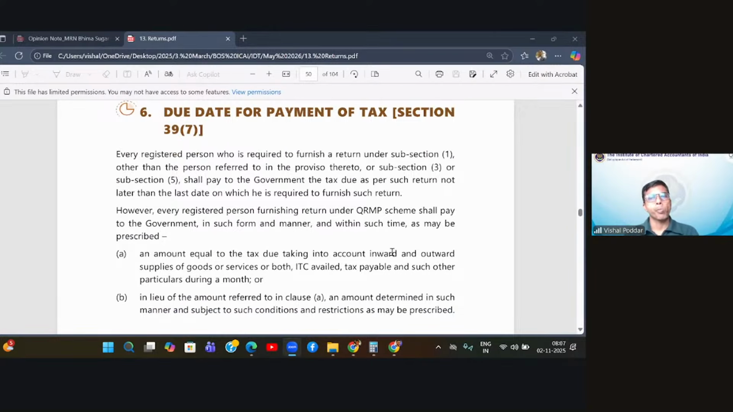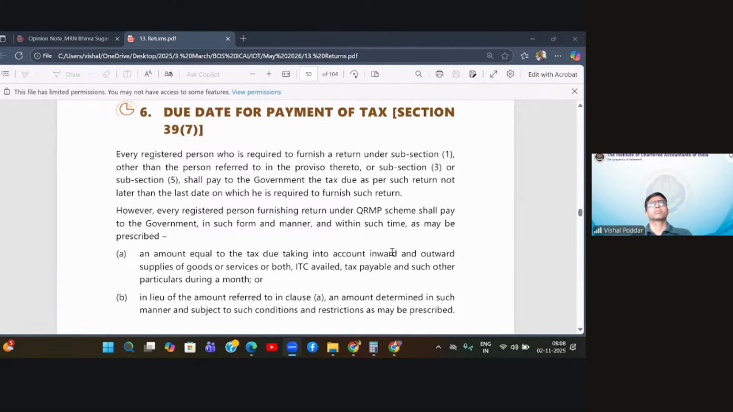Now, along with returns, the next point is, what is the due date for making payment of taxes under GST? Please read. Every registered person who is required to furnish a return under subsection 1, other than the person referred to in the proviso thereto, or subsection 3 or subsection 5, shall pay to the government the tax due as per such return, not later than the last date on which he is required to furnish such return.